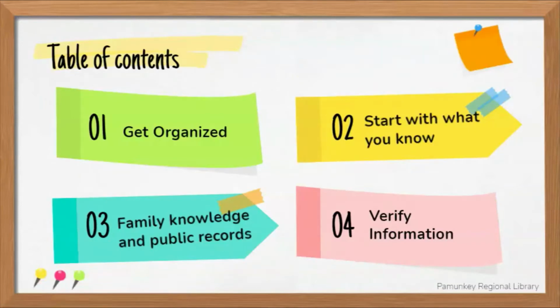So this is my little table of contents, kind of the overarching topics we're going to go over. Number one is get organized. Make sure you have the basic tools you need before you get started. Number two is going to be starting with what you know. Again, trying to keep it simple. Try not to get too overwhelmed, because researching family history, genealogy, things like that can seem overwhelming. And you want to start small. And then three, family knowledge and public records, when we're going to be branching out, getting deeper into the research. And then fourth, we're just going to go over verifying the information that you're collecting.